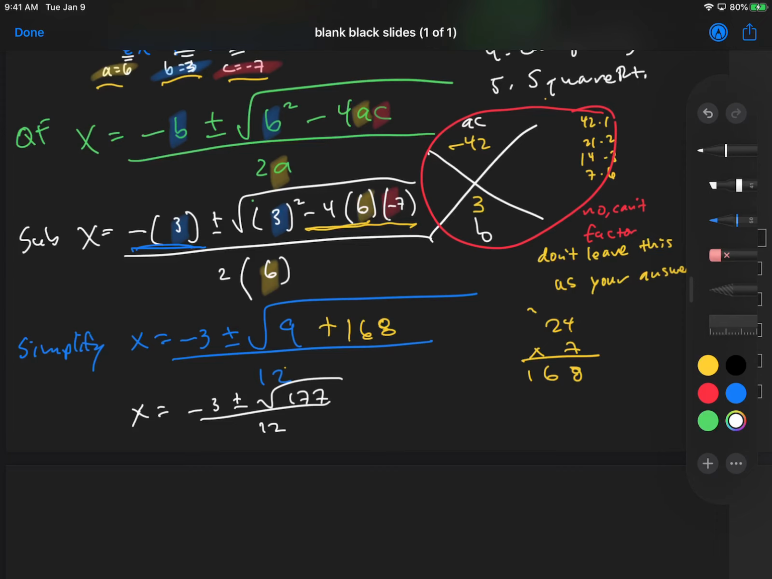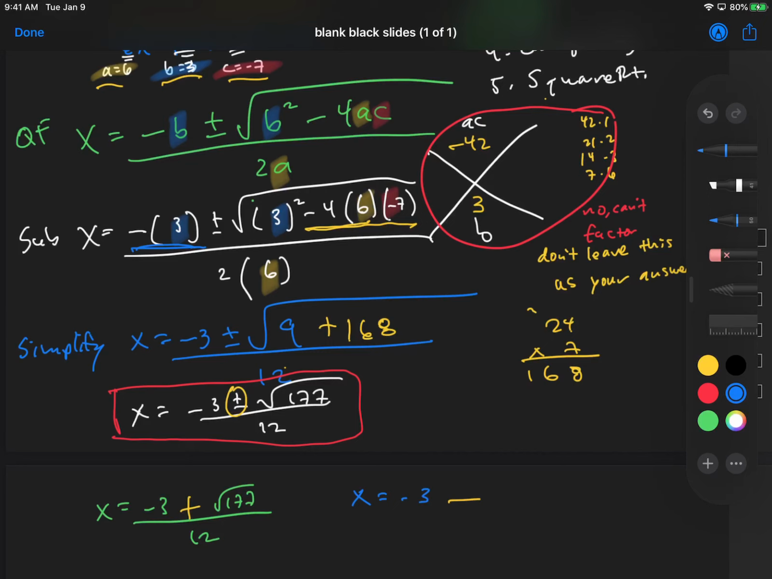Okay, now if you look in your calculator, if you take the square root of 177, it's some kind of decimal, right? 177 is prime, which means you cannot break down 177. Let's just make sure we understand that, although this is my answer, remember it's 2 solutions, plus, minus. Just want to show you why it's 2 solutions. You have x equals -3 plus radical 177 over 12. And over here, this one is x equals -3 minus radical 177 over 12.